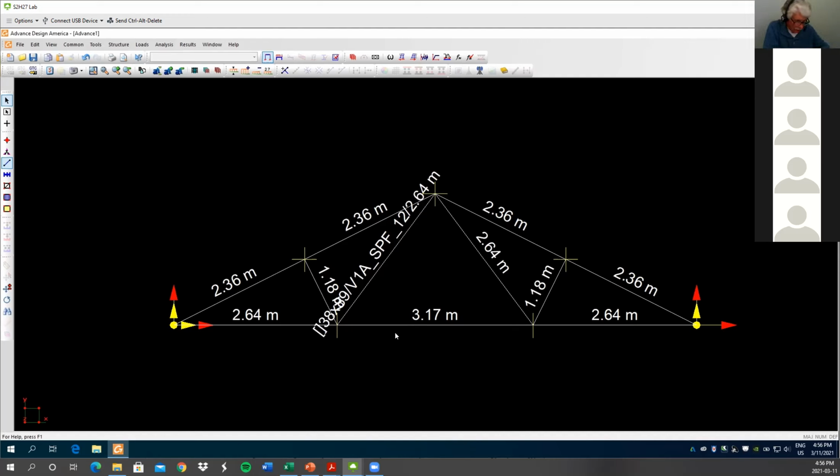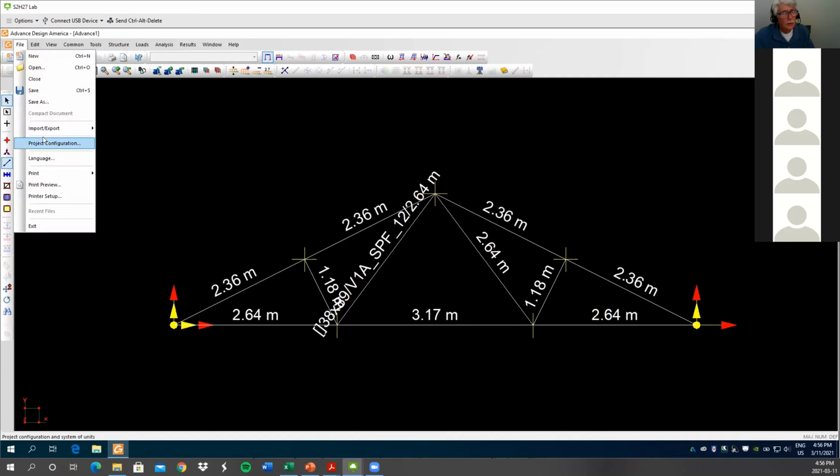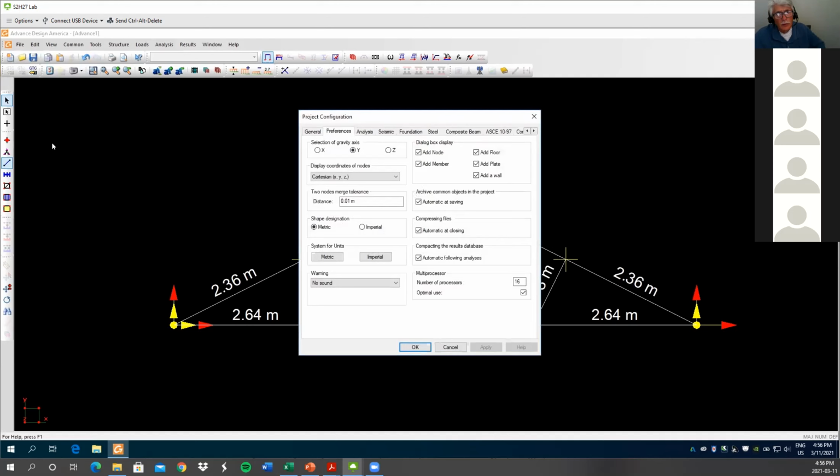Okay, hold on. I think there's the truss. Adriano, number one, if you're working imperial, you should work in imperial. You understand? So imperial shapes and imperial. That's number one. I put everything in the tree.